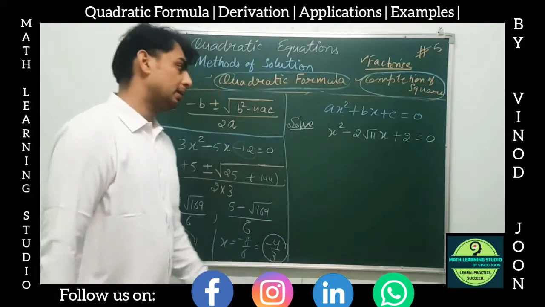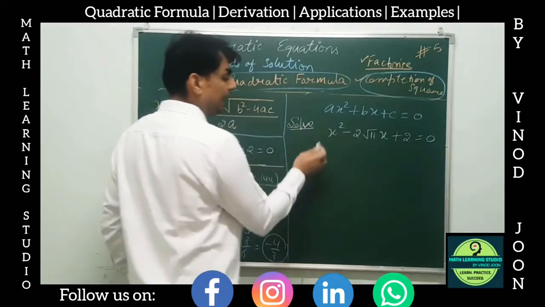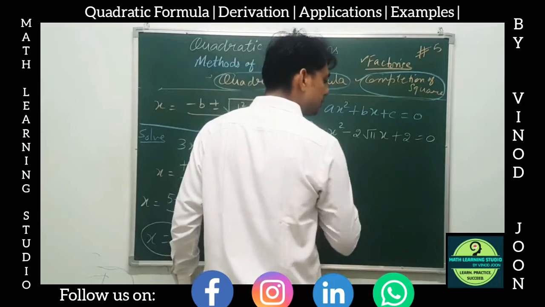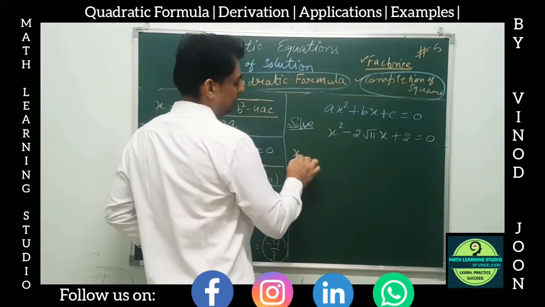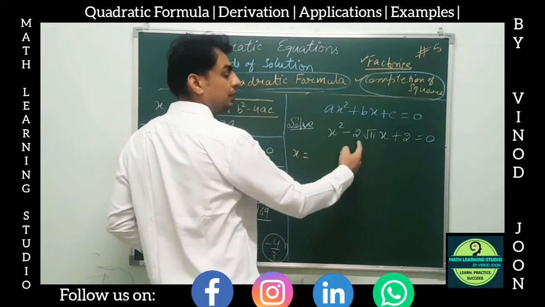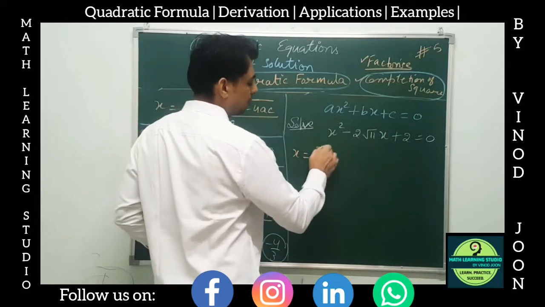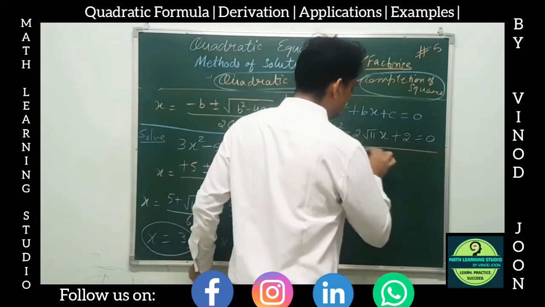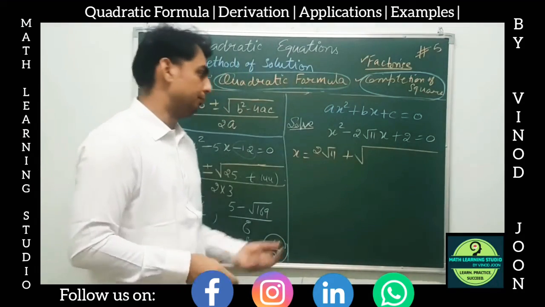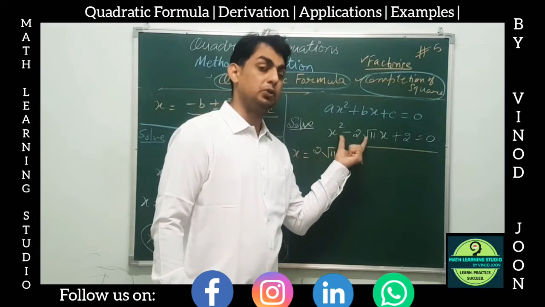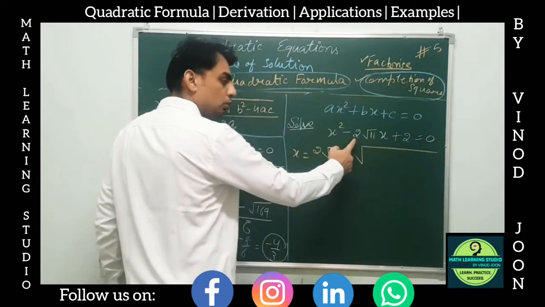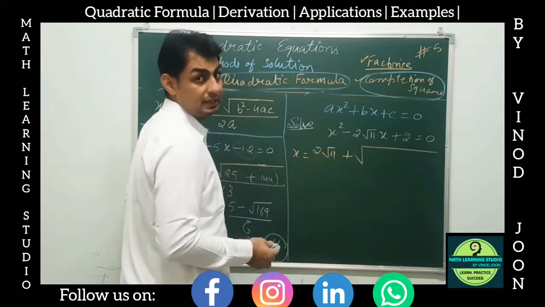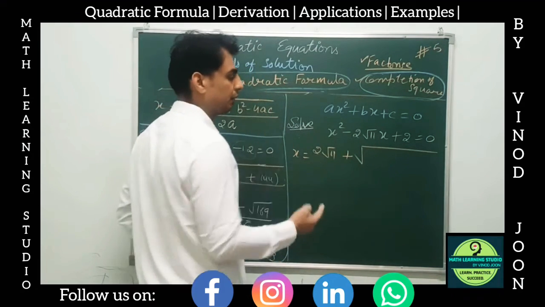Let's take the second example now. We have a as 1, b as minus 2 root 11, and c as plus 2 here. So x equals minus b, means again we have to take its negative, that means 2 root 11 positive comes, plus under the root b square minus 4ac. b square means square of minus 2 root 11. That means square of 2 and square of root 11. 2 square will be 4, into root 11 square means 11. Root 11 square means 11.